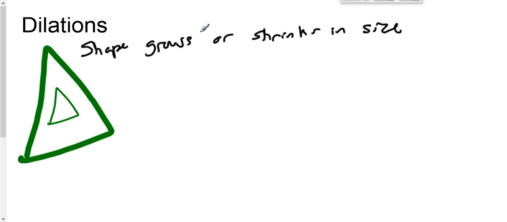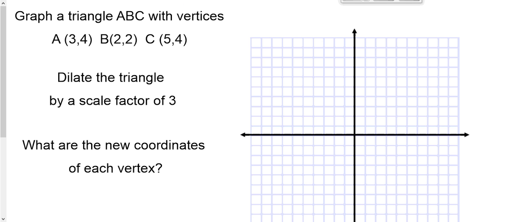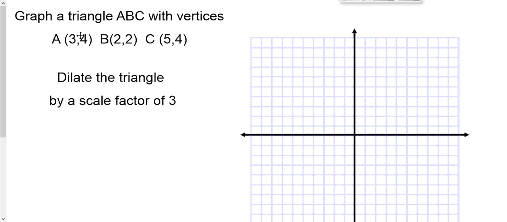With dilations, the shapes are not congruent, they end up being similar, which means same shape, different size. When we go to actually perform a dilation, it's almost all occurs outside of the graph. So we don't really have to plot a single point usually to get our graph to work.